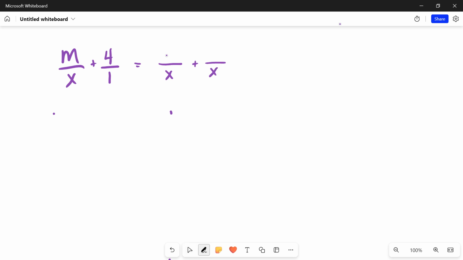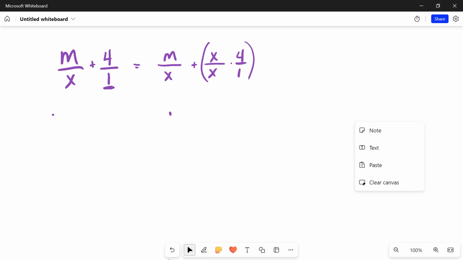The first one is already m over x, so I can just keep it as that, right? The second one, in order to have x in the denominator, I have to multiply the 1 to get x down here. What do I have to multiply it by? I need to multiply it by x, right? So I'm going to take this 4 over 1 and multiply it by x over x, in order to get that common denominator.